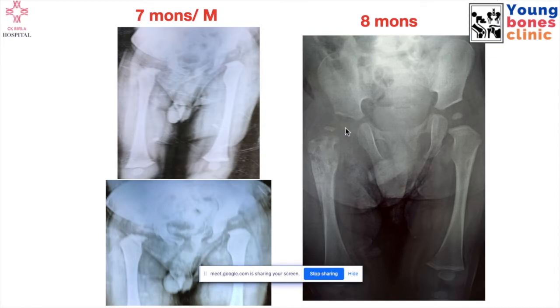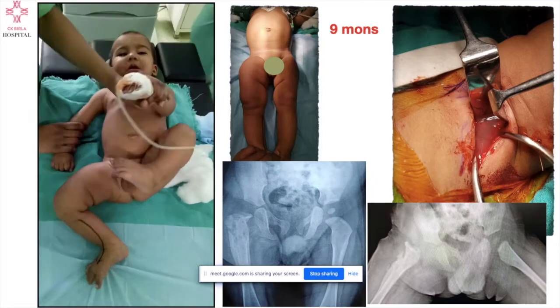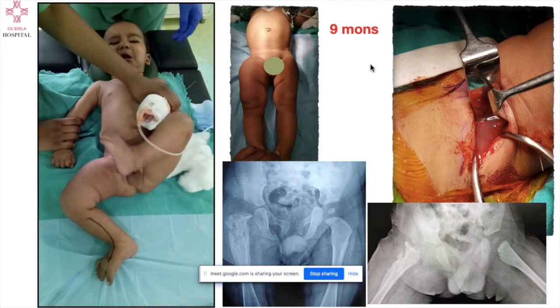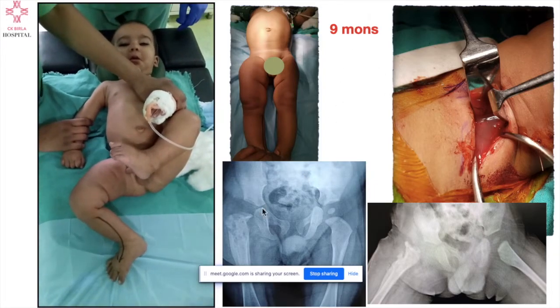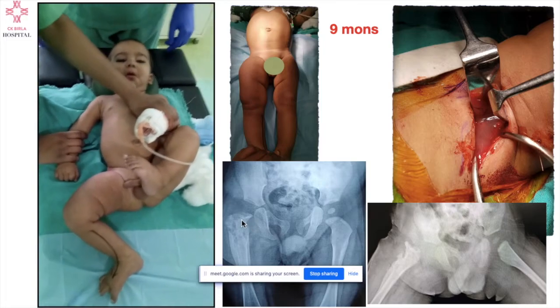The child probably had septic arthritis due to an osteomyelitis of the proximal femur, and only a needle aspiration was done; a formal drainage was not done. As you can see here, the head is already going out. Now, the child presented to us at 9 months. So, at 9 months, we got the child in this condition.